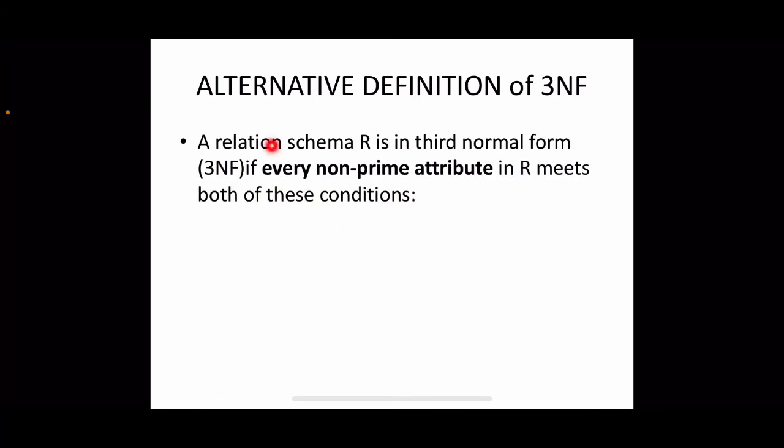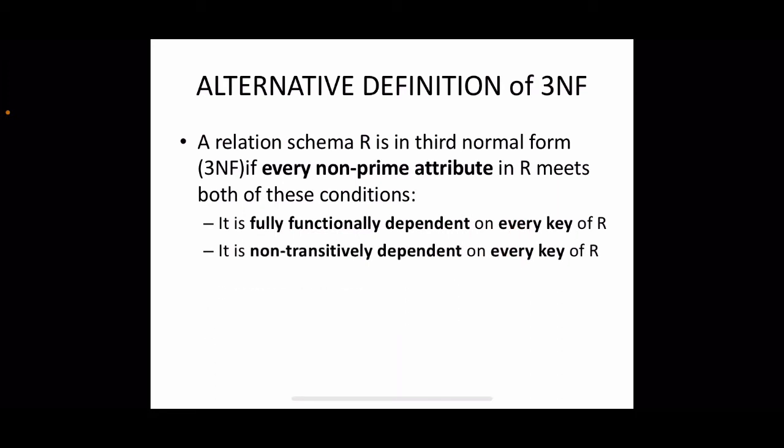Based on these two observations, we can have an alternative definition for the third normal form. A relation schema R is in third normal form if every non-prime attribute in R meets two different conditions. First, it is fully functionally dependent on every key of R. Secondly, it is non-transitively dependent on every key of R. So if all the non-prime attributes satisfy these two conditions, we can say that the corresponding relational schema is in third normal form.